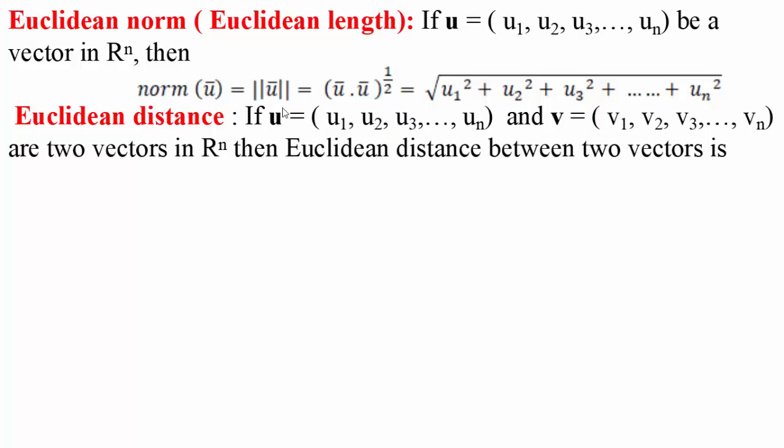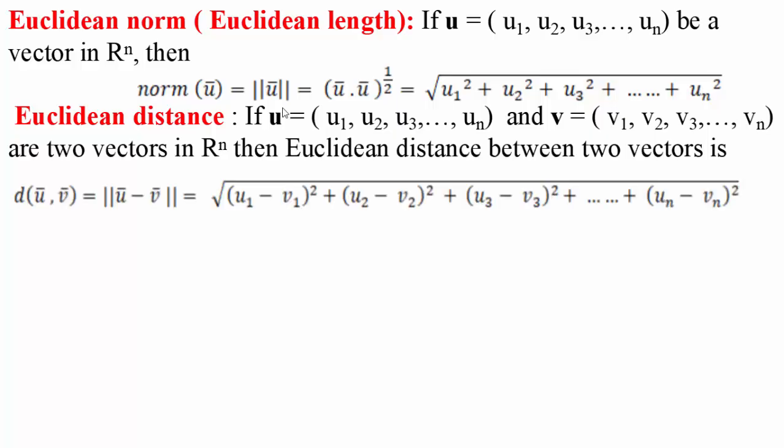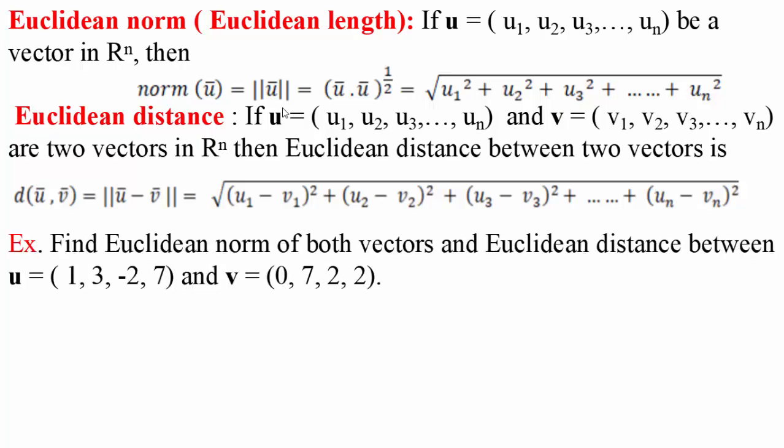If u equal to (u1, u2, u3, ..., un) and v equal to (v1, v2, v3, ..., vn) are two vectors in Rn, then the Euclidean distance between the two vectors, distance(u, v), is nothing but the norm of u minus v. It is calculated as the square root of (u1 minus v1) square plus (u2 minus v2) square plus (u3 minus v3) square plus and so on, (un minus vn) square. We shall take an example.